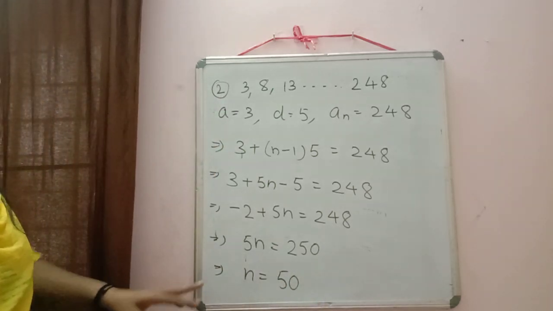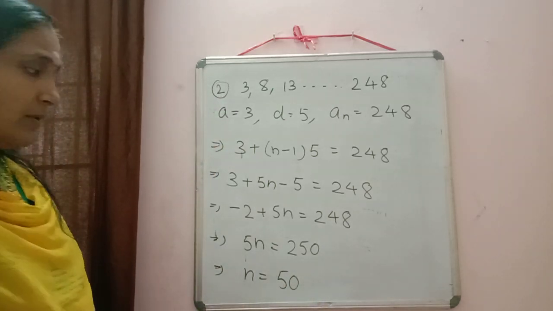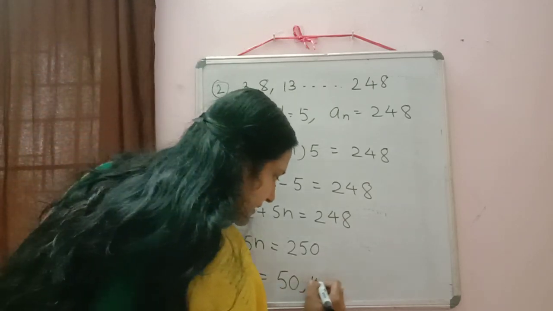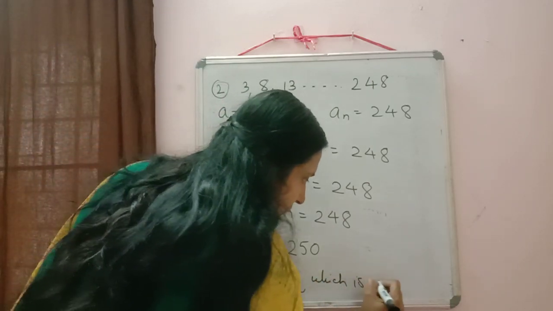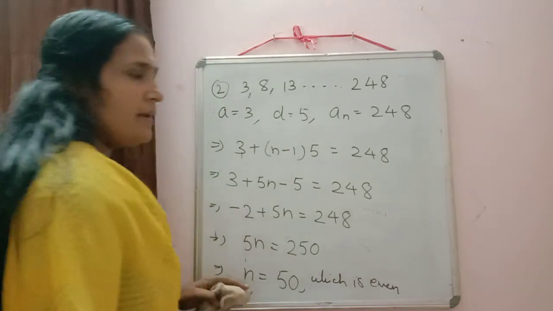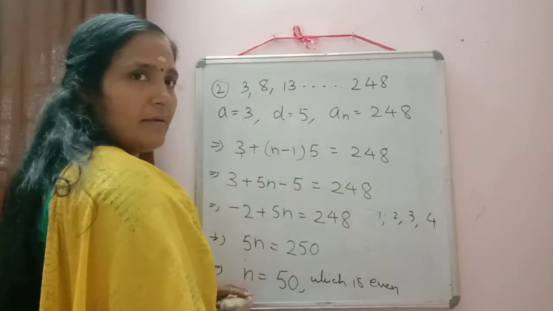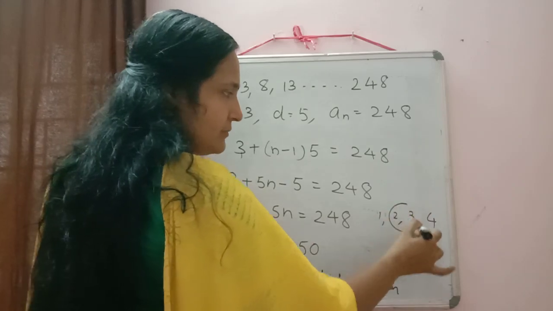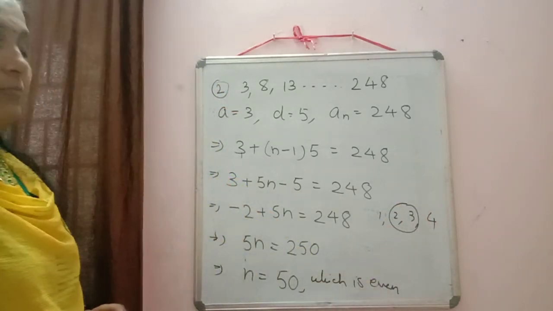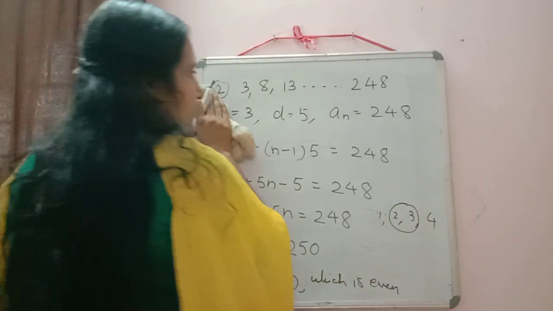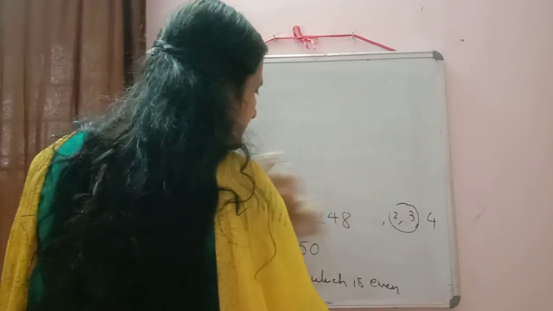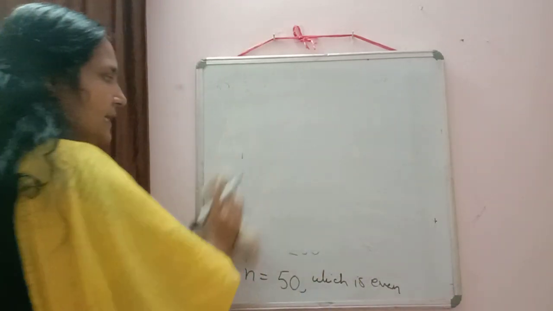So what we are getting here? We are getting n is equal to 50, which is even. So if even numbers are there, suppose I am writing 1, 2, 3, 4, then how many middle terms we have? We have 2 middle terms there. So here also we will have 2 middle terms, and we will check what will be the 2 middle terms.